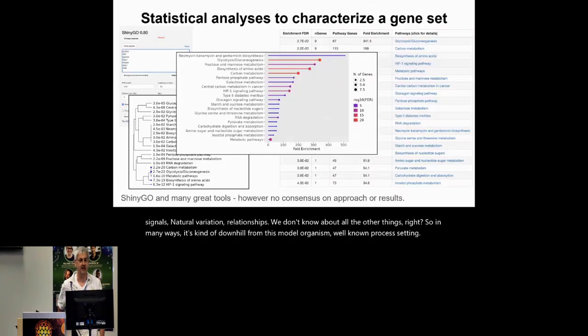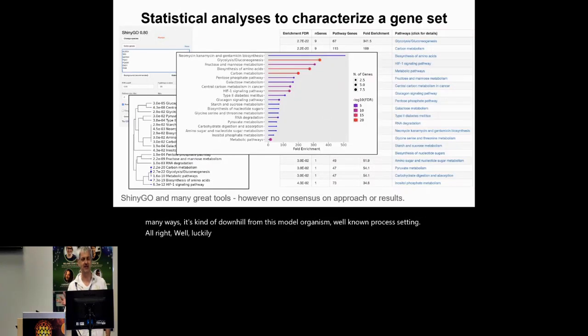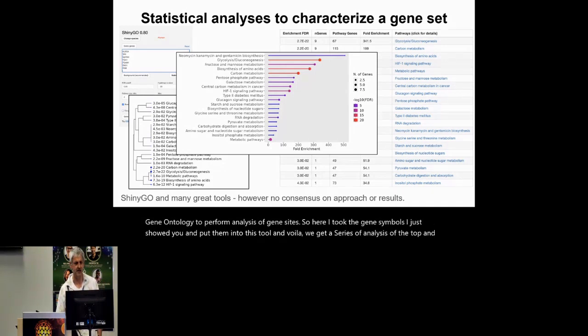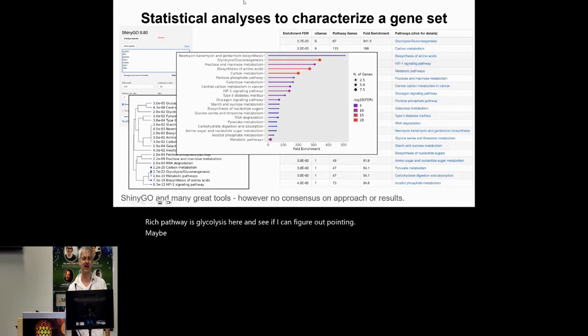All right, well, luckily, in a way, there are lots of tools out there, especially in the context of the Gene Ontology, to perform analysis of gene sets. So here I took the gene symbols I just showed you, input them into this tool, and voila, we get a series of analyses. The top enriched pathway is glycolysis here. Let's see if I can figure out pointing. Maybe not. And there are other pathways that are very close in p-value, right?